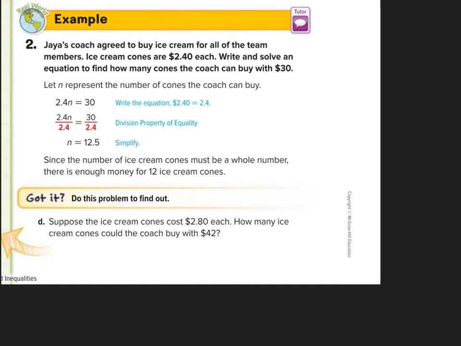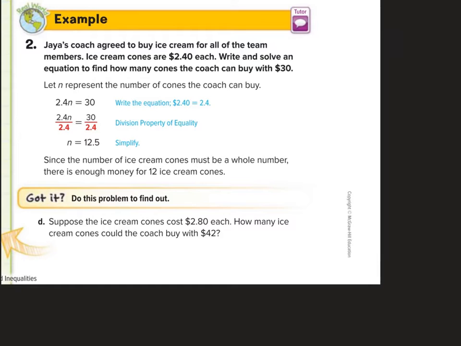Then they divided, using the division property of equality, by 2.4 on both sides to get n by itself. 30 divided by 2.4 is 12.5. So since the number of ice cream cones must be a whole number, there is enough money for 12 ice cream cones. Let's see if we can try a problem like this.